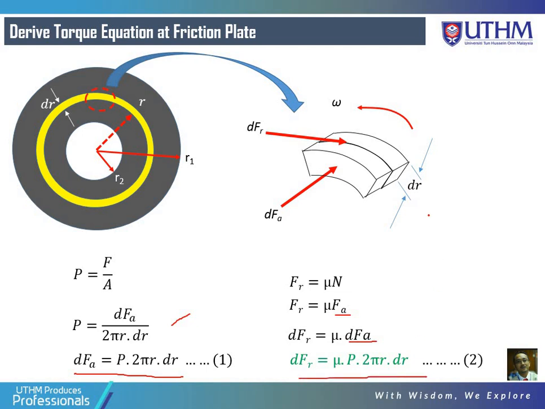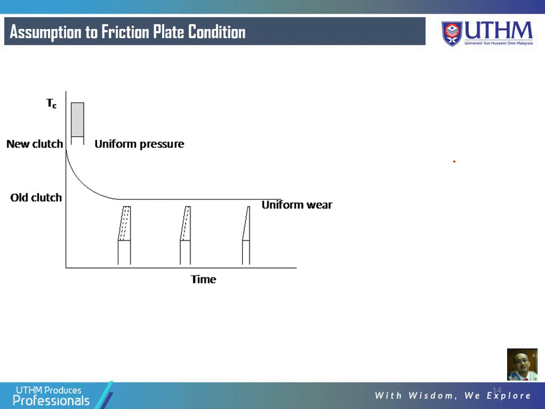Okay, before we proceed to derive a torque equation on the friction plate, there are two assumptions we need to consider on the friction plate condition itself. The first condition: if you look at this graph, let's say this is the time we install a plate. By the time we install the plate, this is the new clutch, so all the surface of the friction plate is brand new. There is no wear and tear and so on.